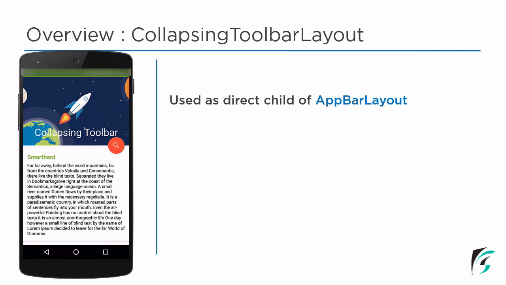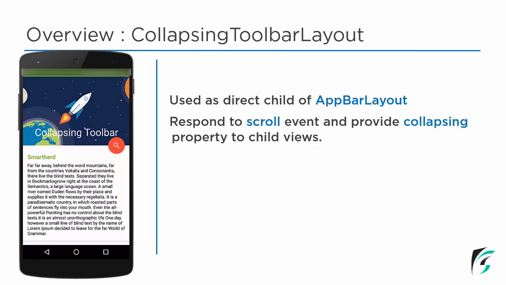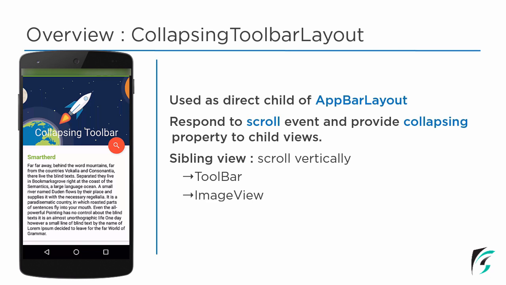Same way like the AppBar layout, the collapsing toolbar layout also has to be in the coordinator layout, but it will be the direct child of the AppBar layout. The collapsing toolbar layout responds to the scroll event and provides the collapsing property to the child view. The child views will collapse in response to the scroll event of the activity. The sibling view, very well like the AppBar layout, will scroll vertically, and the views inside the collapsing toolbar layout may be the toolbar, the image view, the tab layout. These views respond to the scroll event by collapsing.